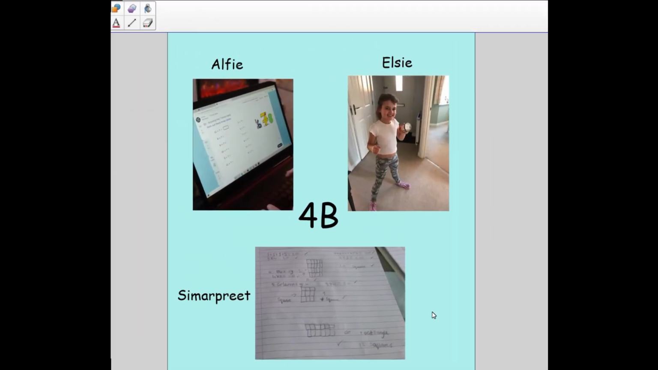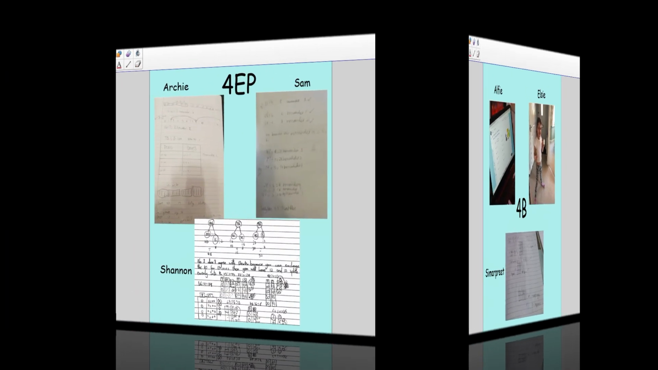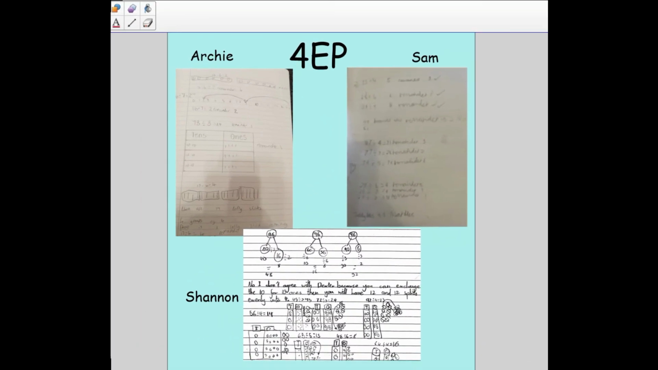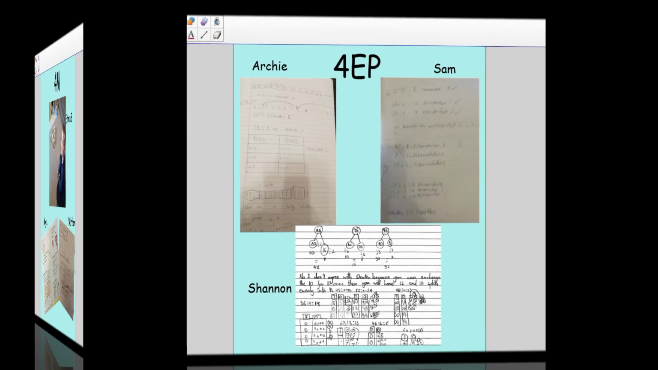So, well done to Alfie, who's been having a go on his My Maths. Thank you to Elsie for having a go at my active maths starter, running around the house and looking at the multiplication on the tin cans. And well done to Simmerpreet for all her lovely jottings there for working out the area. Fantastic. In 4EP, I really like these jottings that Archie, Sam and Shannon have done, so well done guys.